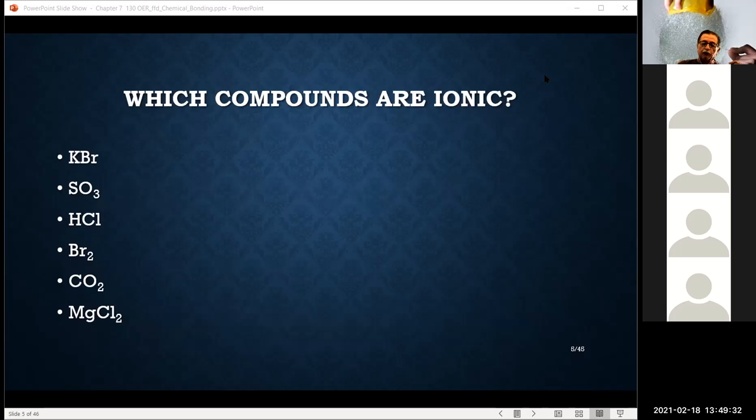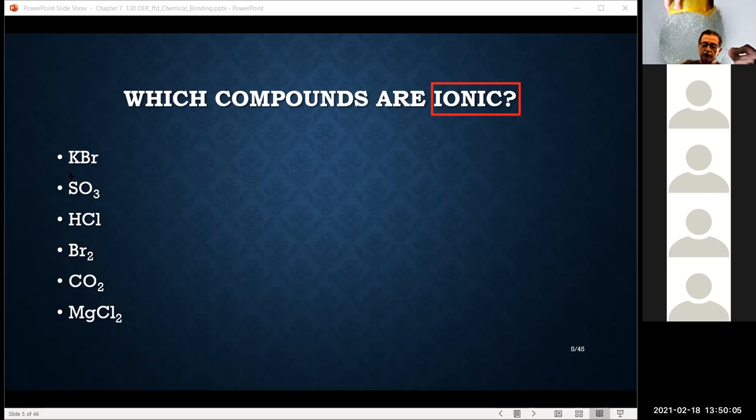Now, the question asked here is, which compounds are ionic? To answer this, you have to go back and refresh your memory as to what is defined as ionic. You'll see from the previous couple of slides that an ionic compound is the combination of metal and nonmetal. So let's go through this.